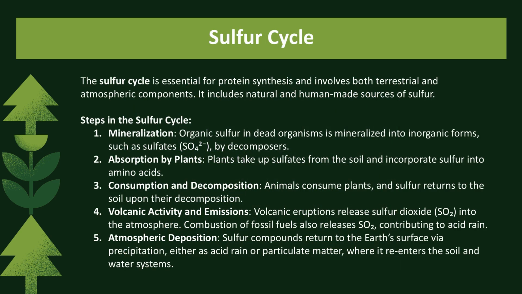The sulfur cycle involves both natural and human-influenced processes. Naturally, sulfur moves through organic matter, soil, and water. Volcanic activity releases sulfur dioxide into the atmosphere. Human activities, particularly fossil fuel combustion, have significantly altered this cycle, leading to acid rain. Understanding this cycle is crucial for addressing environmental issues like air pollution and acid precipitation.